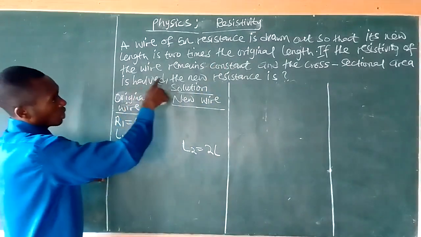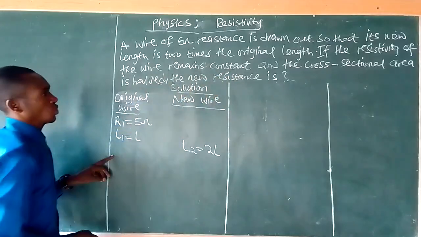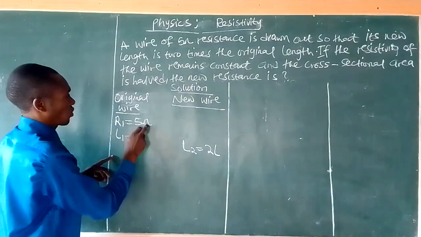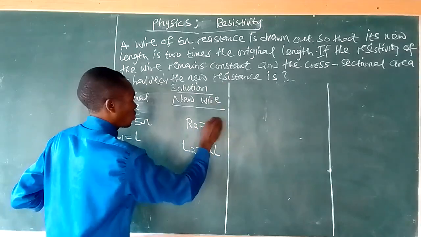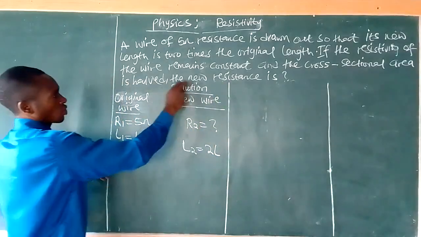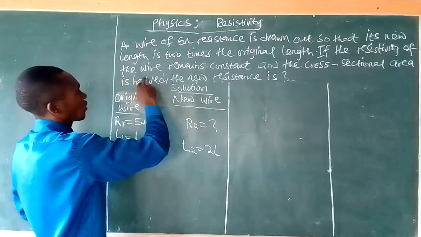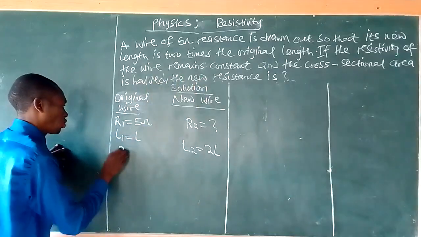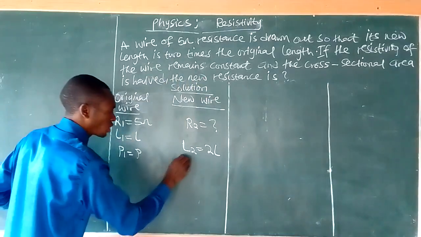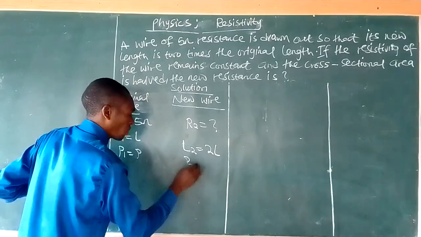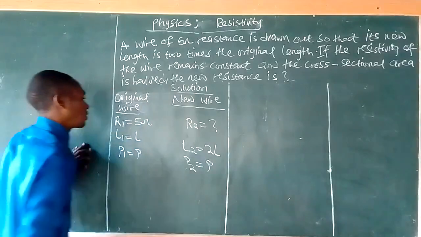Then if the resistivity of the wire remains constant, don't forget we have R1, so we're going to have R2. We don't know it. That's that of the new wire. That's what they are asking us to calculate. So if the resistivity of the wire remains constant, that means rho 1, which we can represent as rho, is also the same thing as rho 2. So they are both constant.